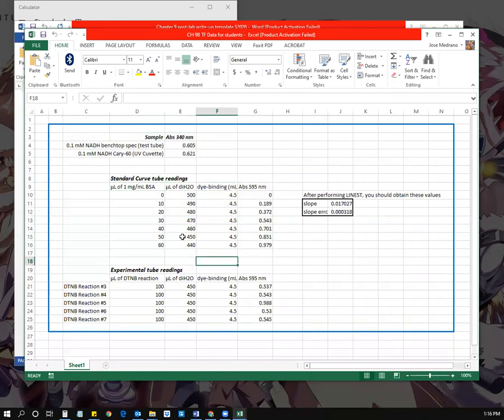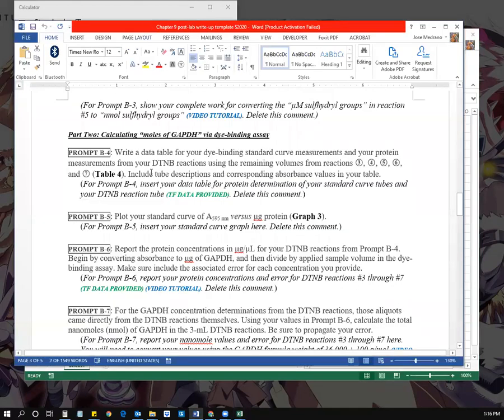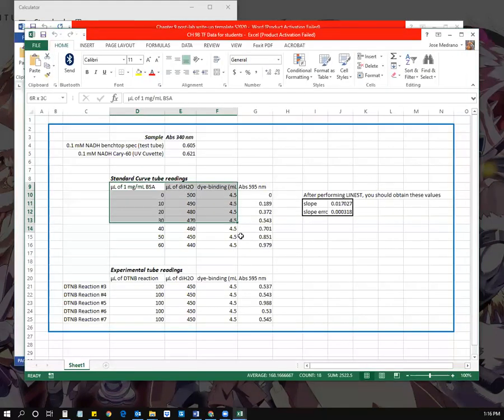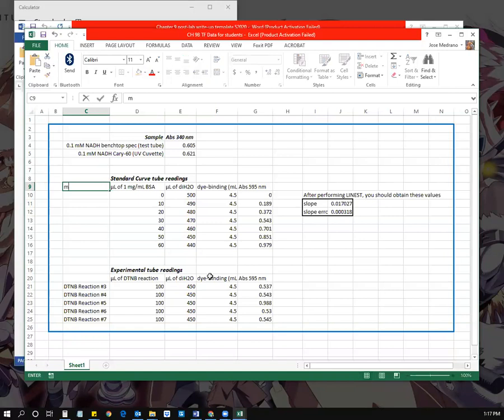And so the only thing that you need to do here, for B4, is create a data table. Essentially you're going to take this data and generate a data table. The only thing that's missing here is the actual micrograms of BSA, because if you remember, for a typical standard curve, we plot the absorbance values on the y-axis and the corresponding micrograms of BSA on the x-axis. So I'll put that there as another column, but it's not included in your TF data.